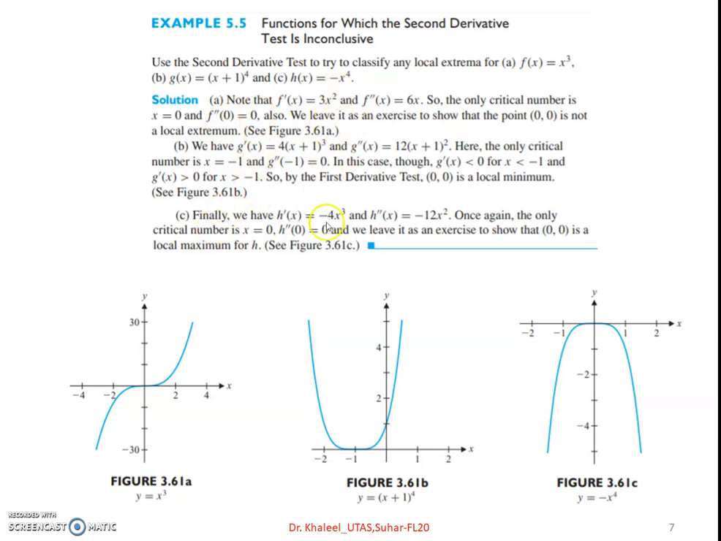Finally, we have this one: the first derivative and second derivative, equating to 0 and solving, we have one critical number. Substituting here, again you have a 0, so it is neither positive nor negative. So these are the three examples where the second derivative test is inconclusive, and we cannot say anything from it. Yes, we can do the first derivative test and then find the maxima or minima here.